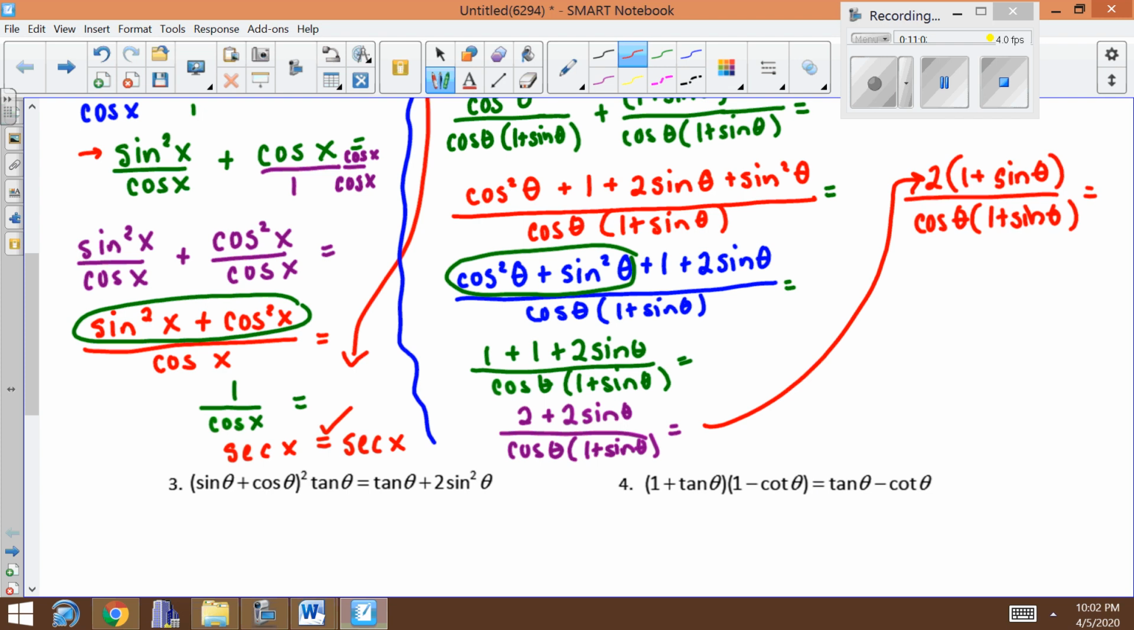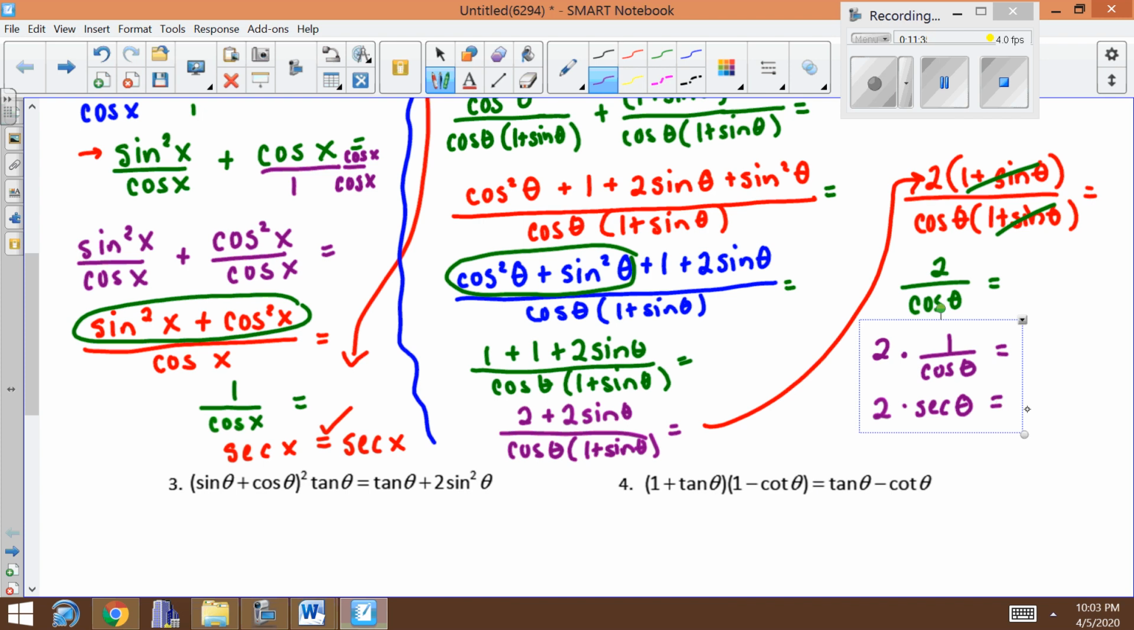Okay, and now we've got a 1 plus sine of theta and a 1 plus sine of theta. Those cancel, and I get 2 over the cosine of theta. And we know that 1 over the cosine of theta is really, let me write it like this so I can explain it here. If I think about it like this, that's really 2 times the secant of theta. And that was our ultimate goal. We wanted it to equal 2 secant of theta on the other side, so we verified it.